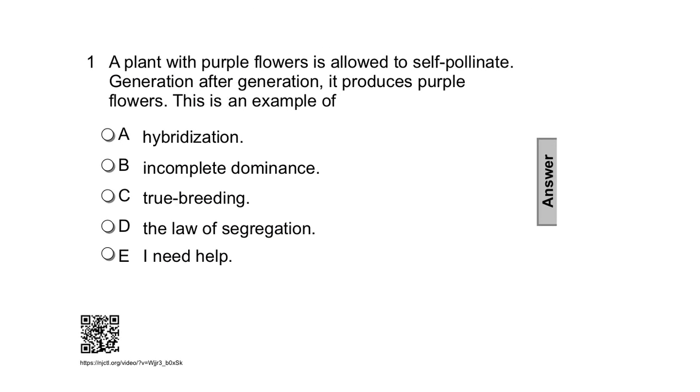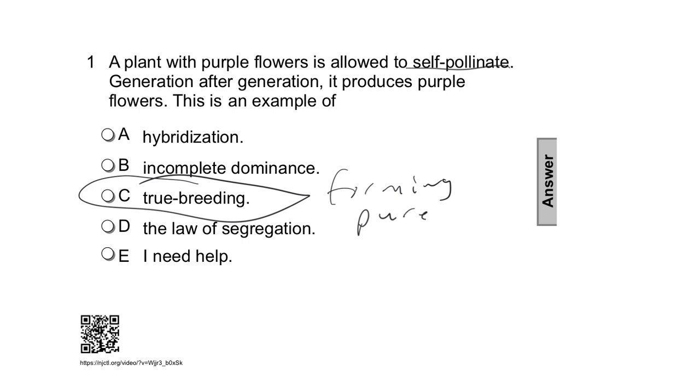Okay, let's do some problems. A plant with purple flowers is allowed to self-pollinate. Generation after generation of self-pollinating, it keeps on producing only purple flowers. This is an example of true breeding, forming purebreds.